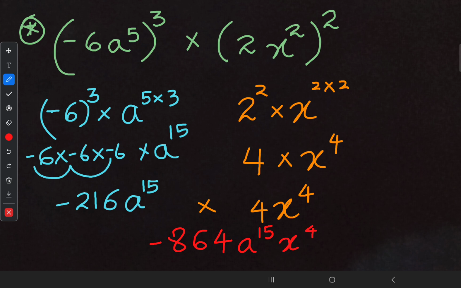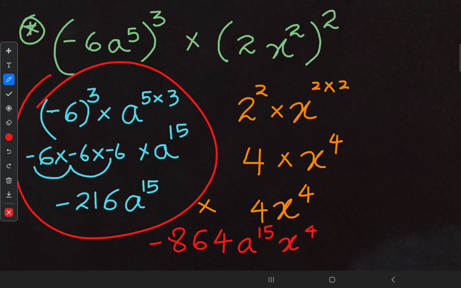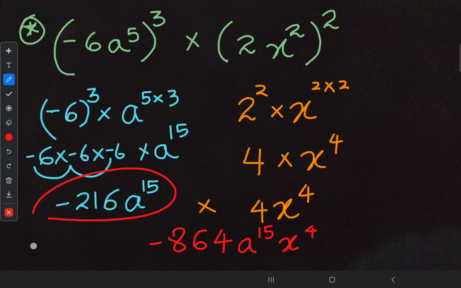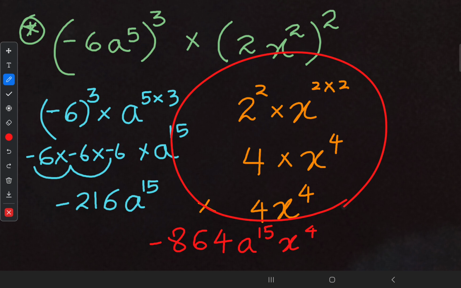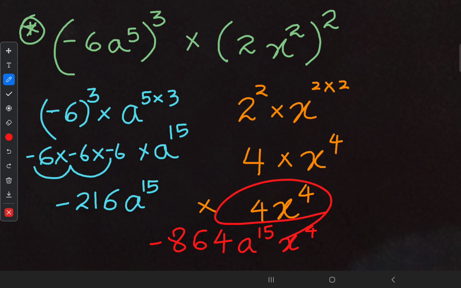What we did here, we just separated our first set and found the final answer. Likewise, the second one we separated and found our answer. Then by using these two, we correlated these two values to finalize our answer as negative 864 a to the power of 15 and x to the power of 4, which should be your final value in this case.